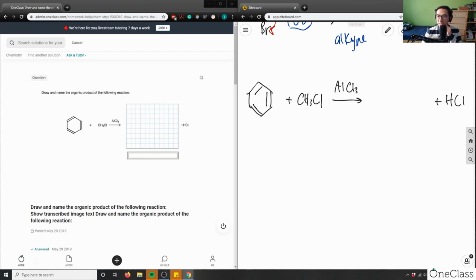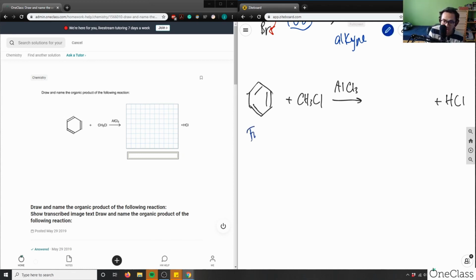Okay, just a little hint about this. What we have here is benzene and CH3Cl, just a methyl chloride in this case. And what we want is the product. So this is a classic example of a Friedel-Crafts alkylation. Let me write this down. This is a Friedel-Crafts alkylation.